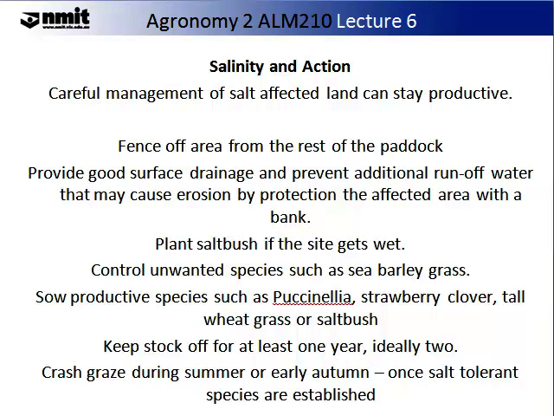Control unwanted species such as sea barley grass. Sow productive species such as puccinellia, strawberry clover, tall wheatgrass and saltbush. Keep stock off for at least one year and ideally aim for two. Crash graze during summer or early autumn once salt-tolerant species have been established.